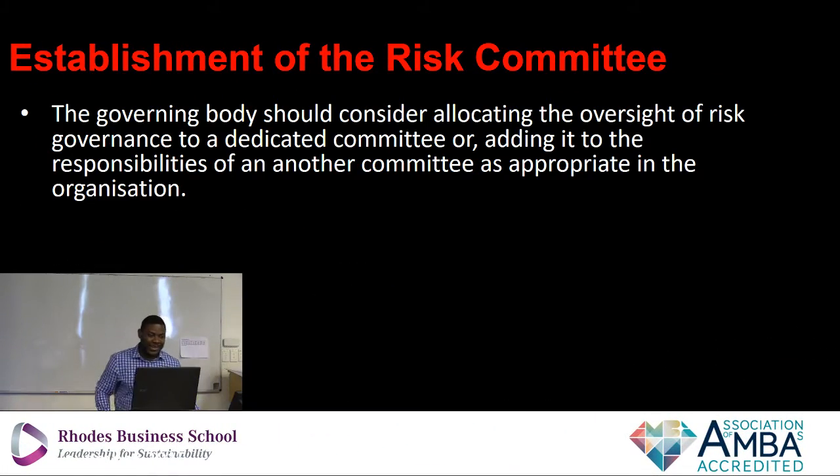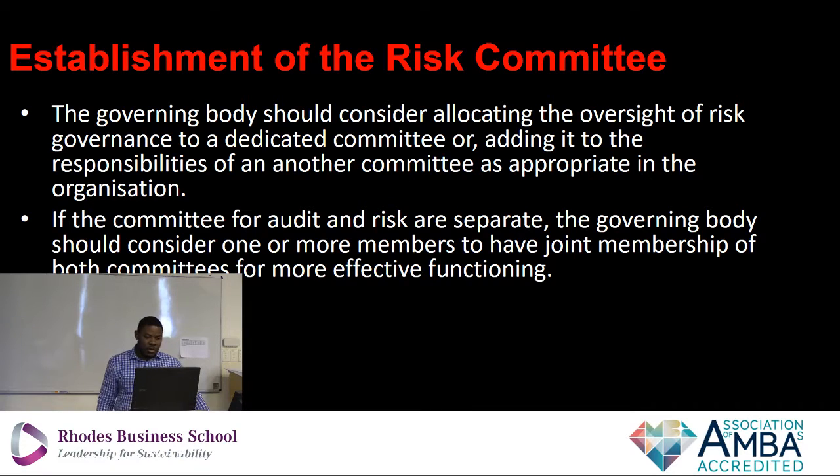Okay, thank you, Judge. The establishment of the risk committee, the governing body should consider allocating the oversight of risk governance. So in other words, they should delegate the responsibility to the risk committee. If the committees for audit and risk are separate, the governing body should consider one or more members to have a joint membership of both committees for more effective functioning. So the risk committee is allowed to have an auditor from the auditing committee, or a member of the auditing committee, to be part of the risk committee.